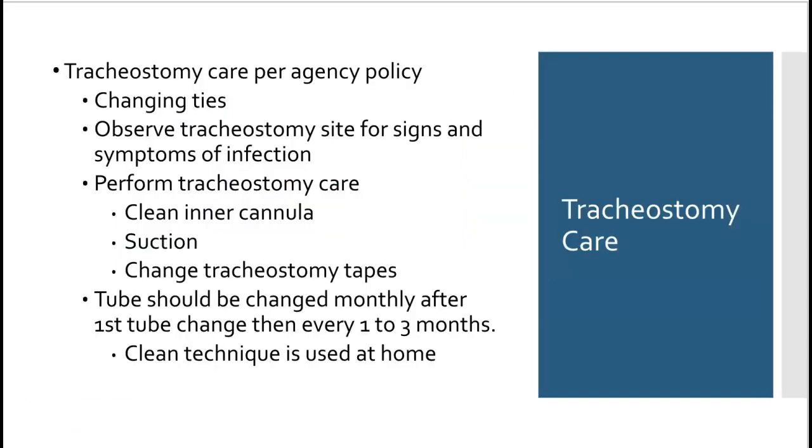So again, tracheostomy care is going to be per your agency policy. You do change the ties generally at least every day. You're going to observe the tracheostomy site for signs and symptoms of infection. Tracheostomy care where we're actually cleaning that inner cannula. Sometimes we're actually just throwing away those plastic cannulas and putting a new one in. If they do have one of the old metal cannulas, we do clean those and reinsert those. Suctioning as needed. Remember, suctioning hurts, so we don't do that unless we have to.